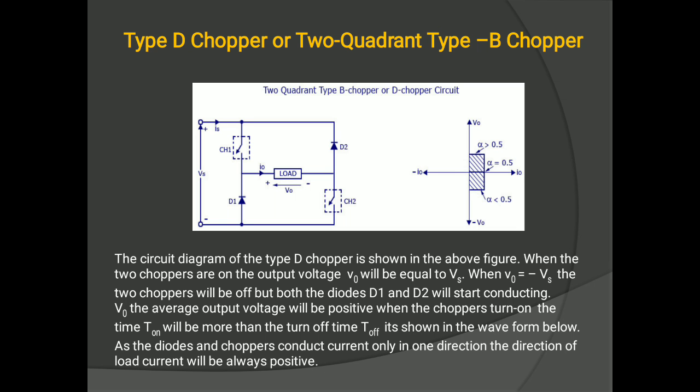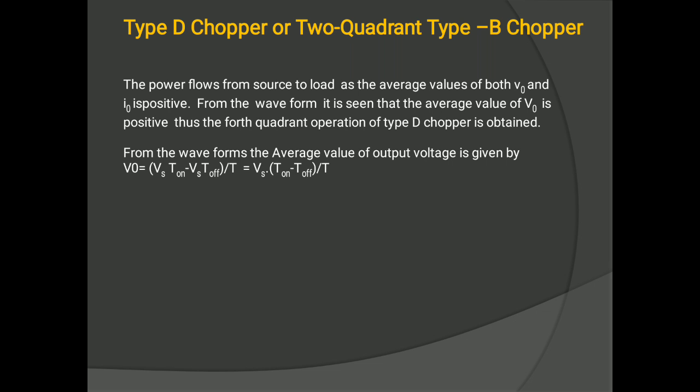Average value of output voltage equals supply voltage into T on minus supply voltage into T off by T, or Vs into T on minus T off by T. In case T on is greater than T off, output voltage is positive. In case T on is less than T off, output voltage is negative. Or when T on equals T off, output voltage equals 0.